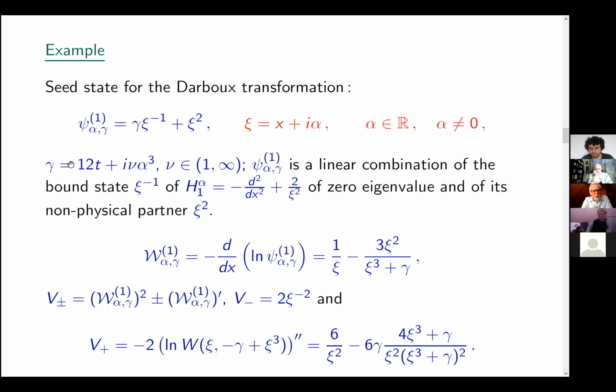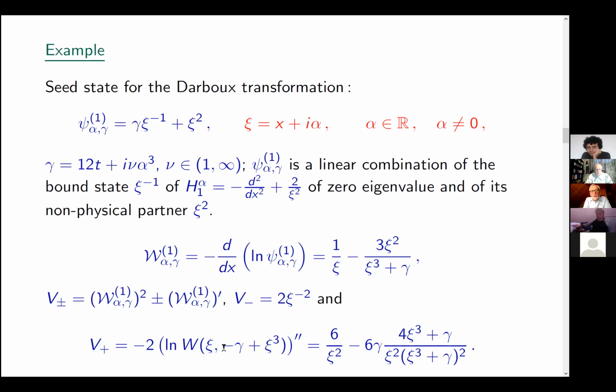It is the complex valued parameter. It depends linearly on time, and parameter nu is a real parameter which is chosen to take values in the indicated interval. This indicated interval guarantees that when the parameter of time evolves over the whole real line, the corresponding wave function will not have zeros on the real line, and as a consequence, the corresponding superpotential will be non-singular, and the obtained potential also will be a non-singular potential on the real line.